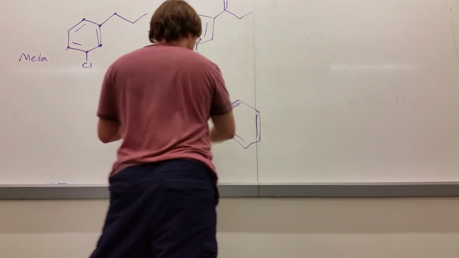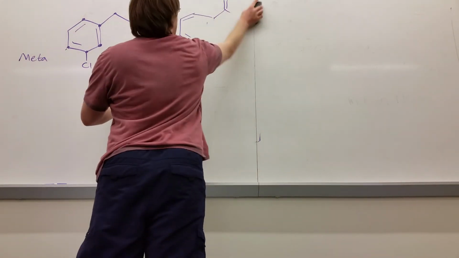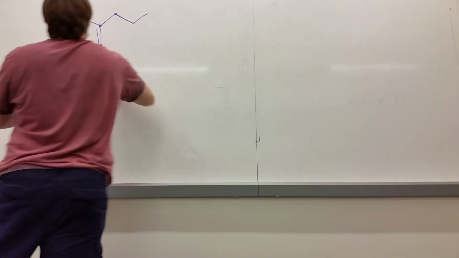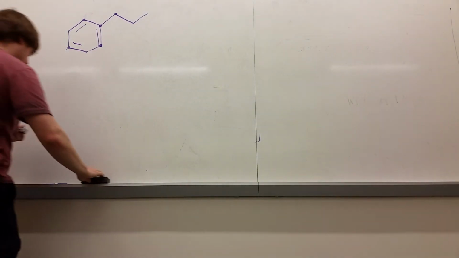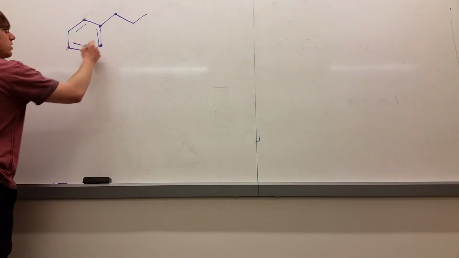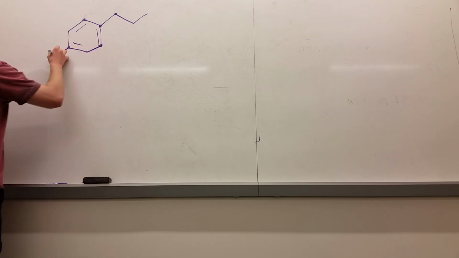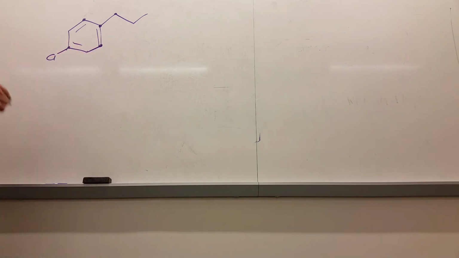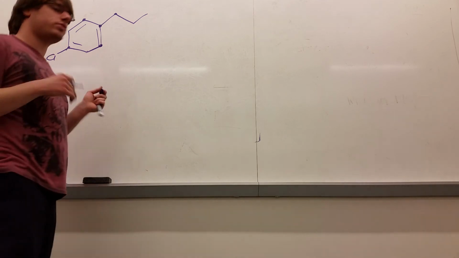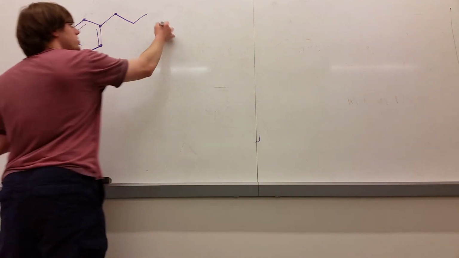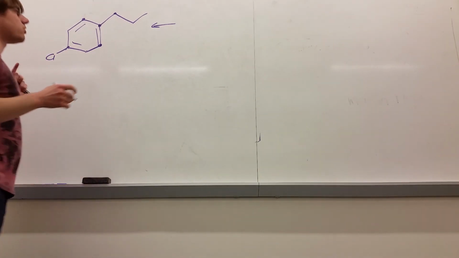I'm going to give you mostly the same structure, but now I am going to change the position of the chlorine. I'm going to put the chlorine here, okay? And this one will turn out to be a lot simpler than the last one. So again, I'm going to think about the positions of my groups relative to each other.